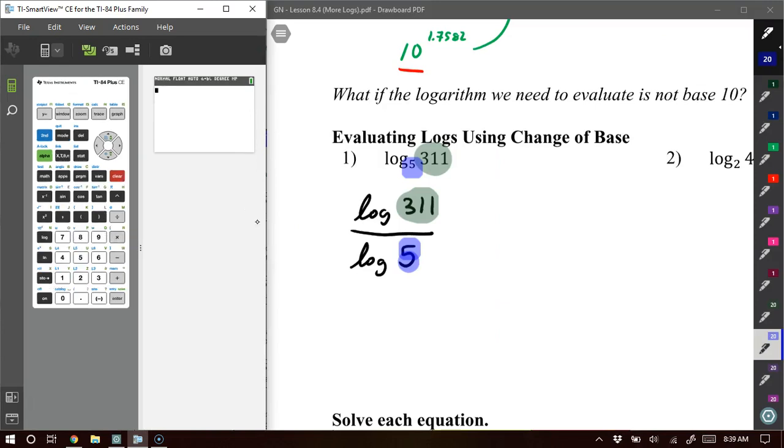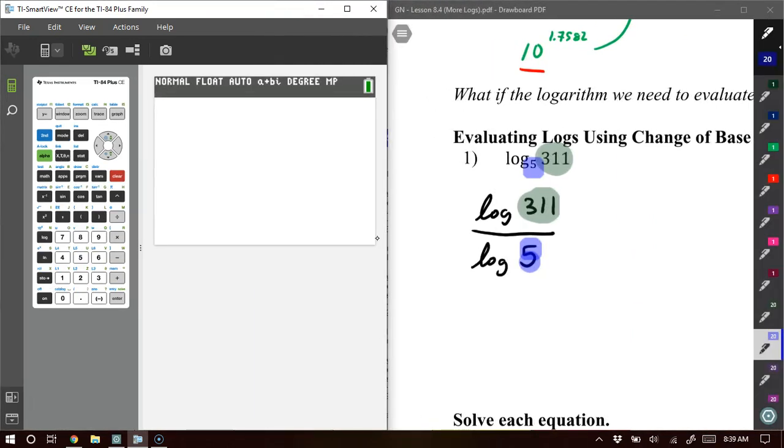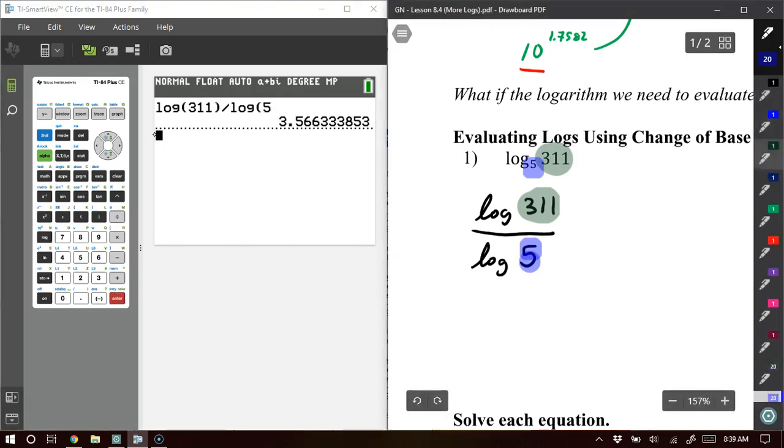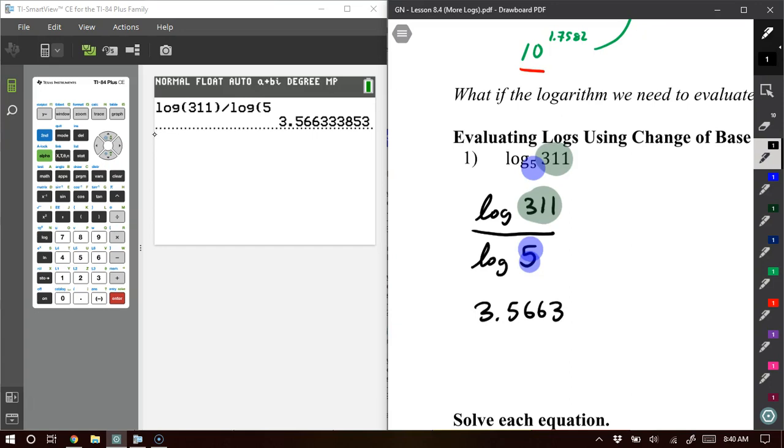Now, when you type in your calculator, you need to be a little careful. When I type in log of 311, I have to close the parentheses before I hit the division, log of 5. And that's going to give me 3.56633, rounded to 4 places. So we're going to get rid of that 3. It doesn't change it. And there it is.